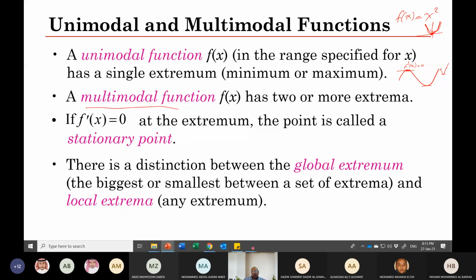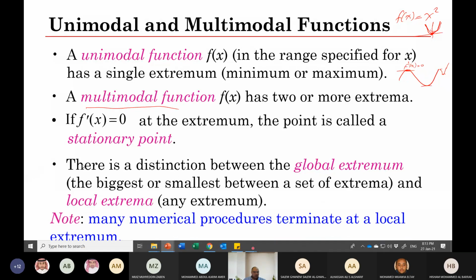There is a distinction between the global extremum, which is the biggest or smallest, meaning the global minimum or global maximum, among a set of extrema, and the local extrema. Of course, this concept is very clear. Many numerical procedures terminate at a local extremum.